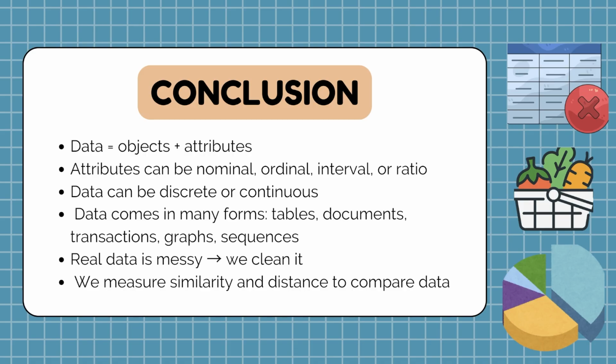And real-world data is messy, with noise, outliers, missing values, or duplicates. And preprocessing techniques like aggregation, sampling, dimensionality reduction, and feature creation make data ready for analysis. Finally, similarity and distance help us compare and group data objects. Understanding data is the first step. Without it, all later analysis in data science won't work properly.